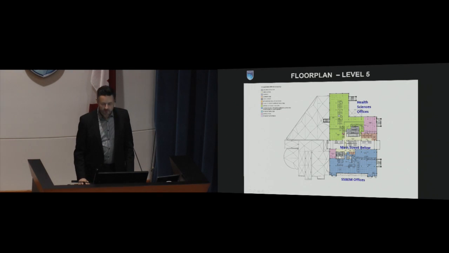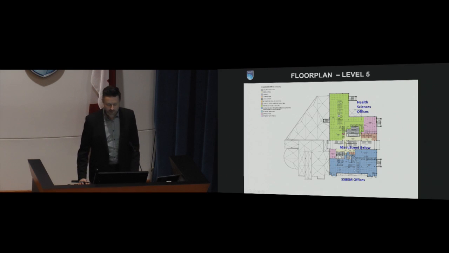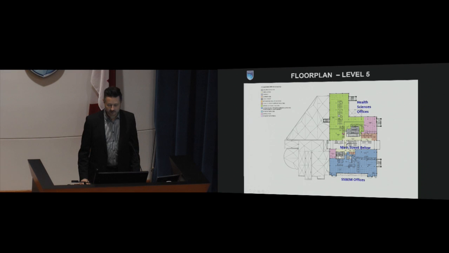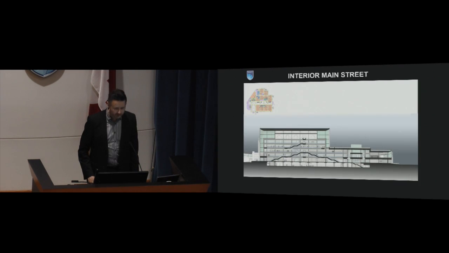The 5th floor is almost all office space. The north half of the building, shown here in green, is for the School of Health Sciences, and the south half of the building, shown in blue, is for the School of SSBEM. Again, Main Street with its bridges and staircases splitting the building in half. And you can see in brown the shared meeting rooms of various sizes that can be booked centrally for all patrons of the building. So let's take a look here at what that cross-section through that Main Street looks like.